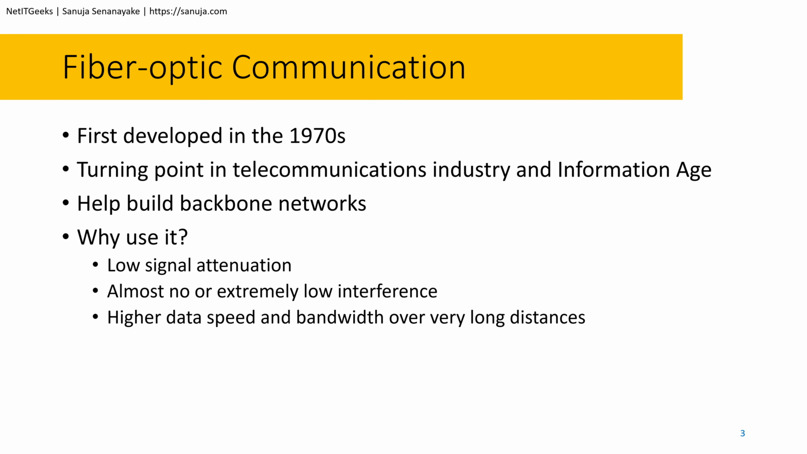Fiber optic communication was first developed in the 1970s, even though the research paper was published about a decade before. In the 1970s, researchers all over the world, not only in the United States but also in Japan, for example NEC, the Nippon Electronic Council, and a bunch of other organizations, as well as NTT from Japan, did research on this. In the 1970s, it became a viable option for data communication. So we could look at the 1970s as a turning point in the telecommunication industry and the information age.